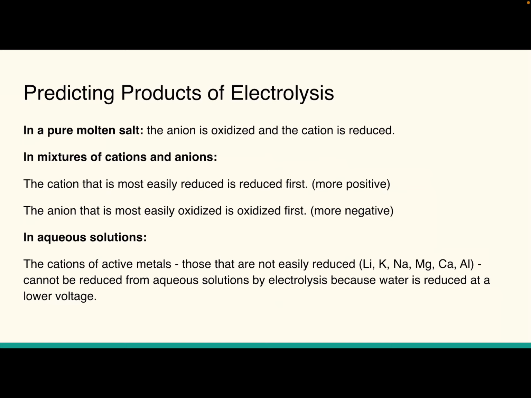If you have a mixture of cations and anions and you are trying to figure out what's going to happen, you just look at your reduction potential chart, and the cation that is most easily reduced will be reduced first. The anion that's most easily oxidized will be oxidized first. One thing you definitely need to remember, though, is that some metals are not easily reduced. If you tried to reduce them in aqueous solutions, it wouldn't work because you would end up just reducing water, because water would actually reduce at a lower voltage than those metals. So you got to keep that in mind.